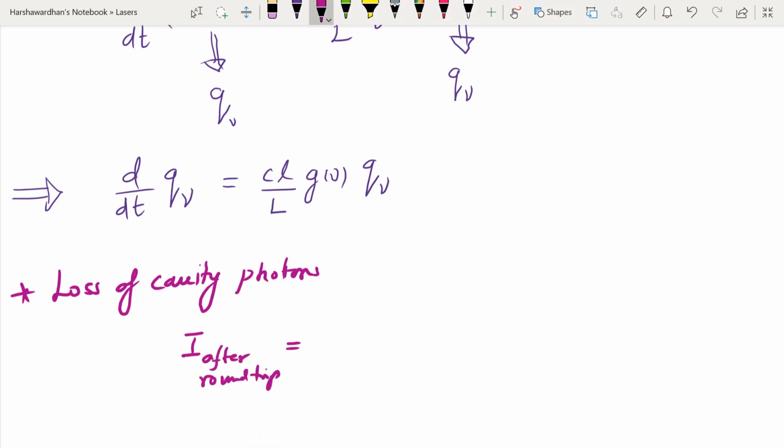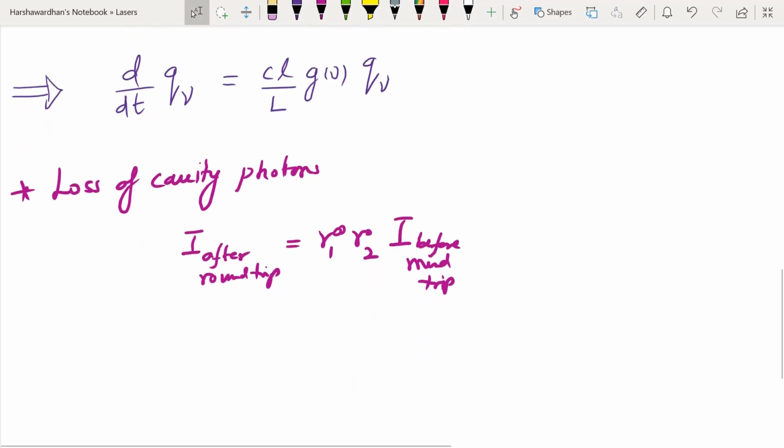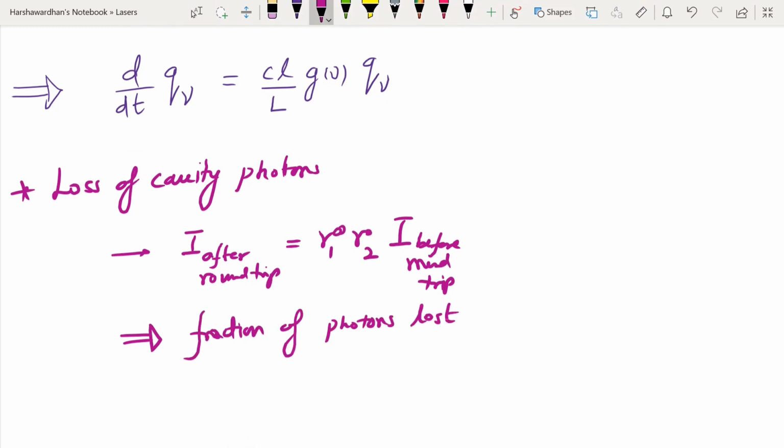is basically R1, R2, the reflectivities at the two mirrors, times the intensity before the round trip. This we know. That would mean that these are the surviving photons within the cavity, right? This implies that the fraction of photons lost per round trip is simply 1 minus R1 R2.